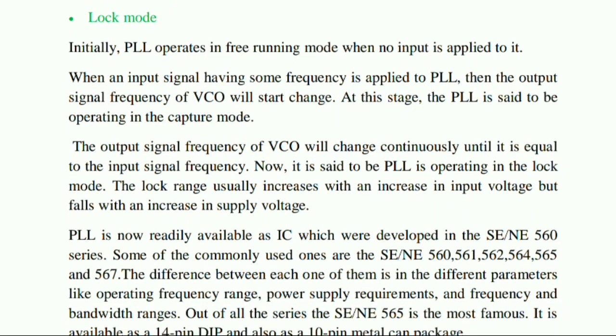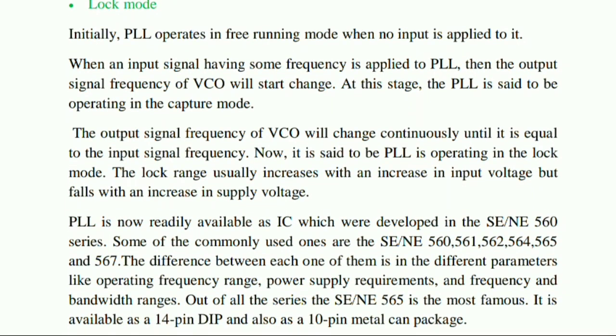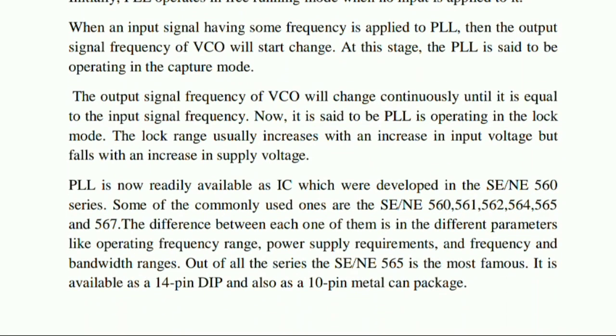When an input signal having some frequency is applied to the PLL, then the output signal frequency of the VCO will start to change. At this stage, the PLL is said to be operating in the capture mode. Initially, in free running mode, there is no input, but in capture mode we apply an input signal having some frequency to the PLL, and the output frequency keeps on changing.